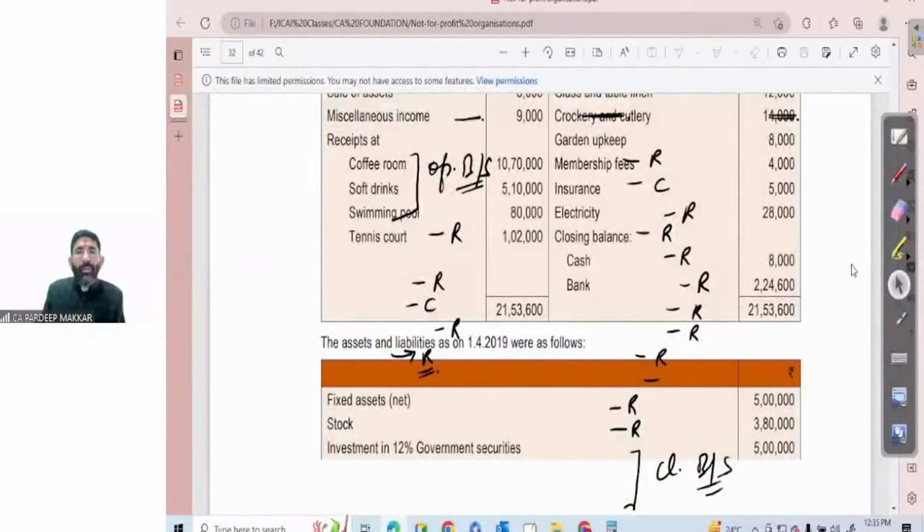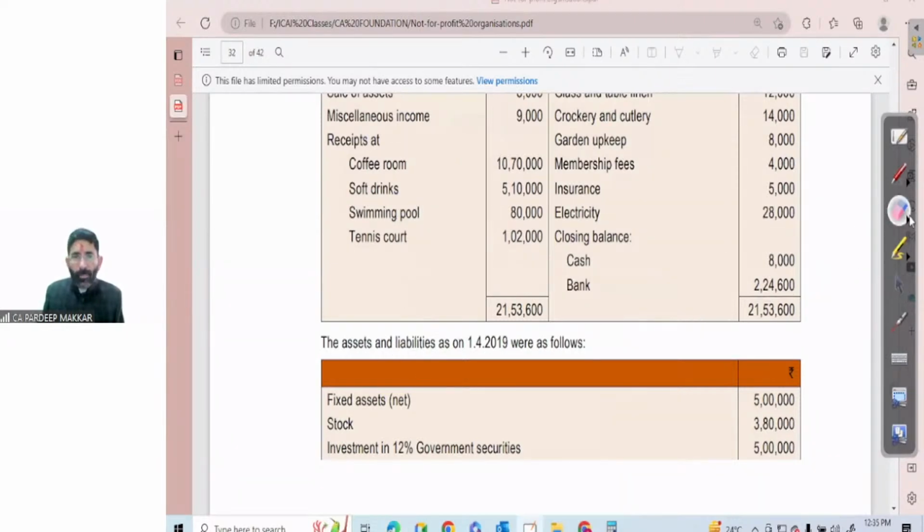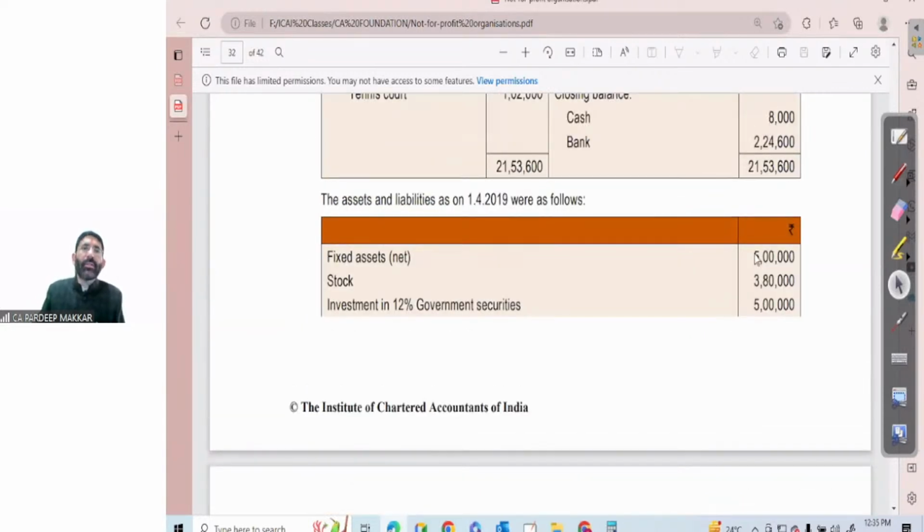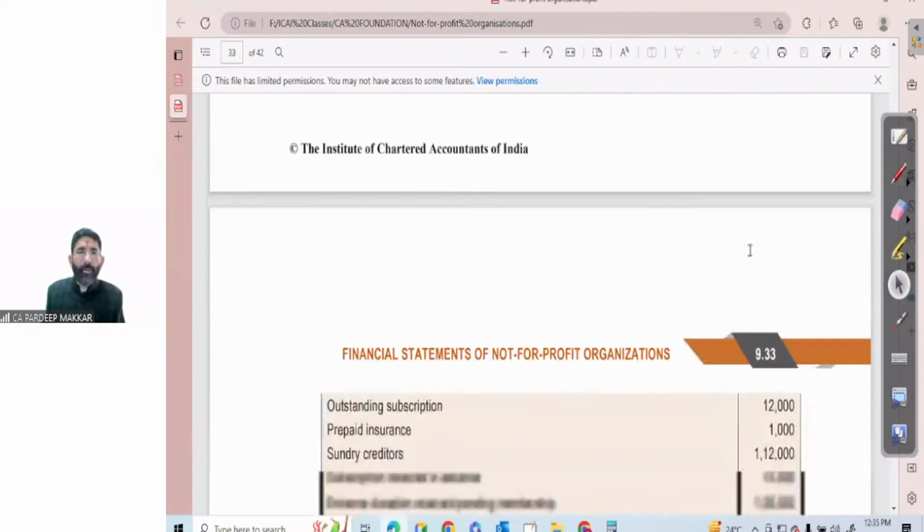Now we have been given fixed assets, so this will go to the balance sheet. Everyone knows it better. So these three are given to you. This will go to the balance sheet. Stock is there. It may go to both places because we know it very well. It may go to your balance sheet as well, as these are the assets and liabilities. This is very clear to us. So this will go to the balance sheet. Investments go to the balance sheet.